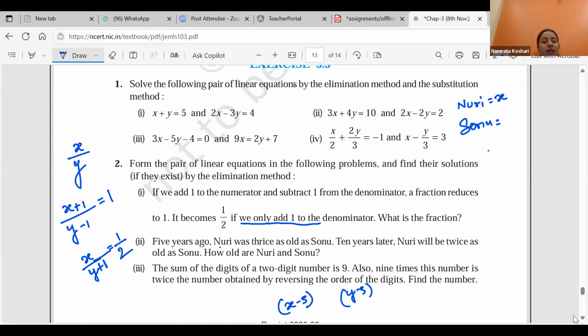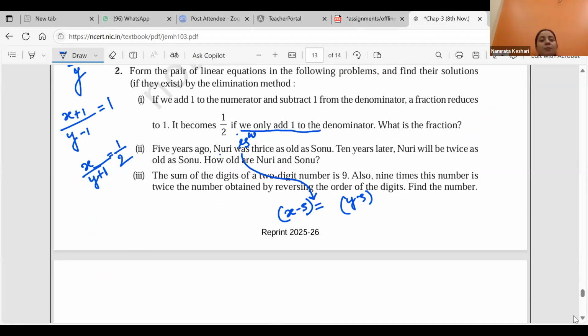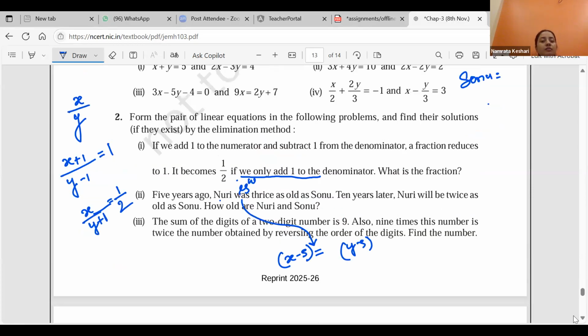Noori was thrice as old as. Was means, is means, or will be means, that means equals to only. Is, was, or will be, these are just the present, past, future. According to the tense, it is getting changed. But actually, these are helping verbs only, right? Yes, ma'am. So was, is, will, that means equals to.